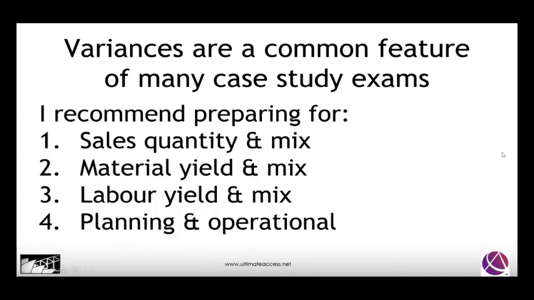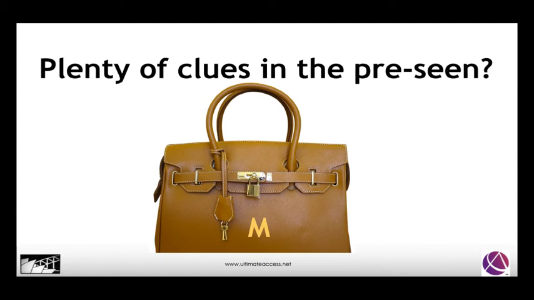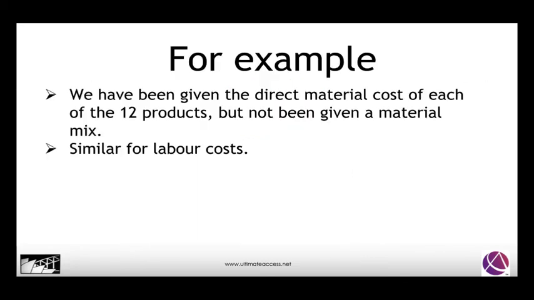I recommend preparing for sales quantity and mix, material yield and mix, labour yield and mix, and planning and operational. These are the variances the examiner is most likely to test. There's plenty of clues in the pre-seen. For example, we've been given the direct material cost of each of the 12 products. We've not been given a material mix, and similarly we haven't been given the labour details. It's all called variable cost or built in within the direct costs.